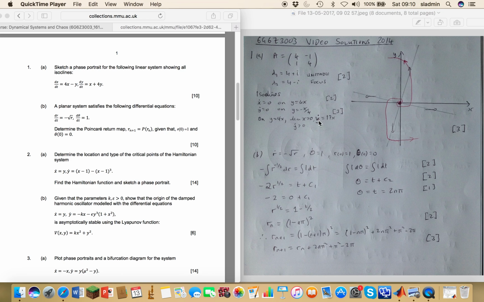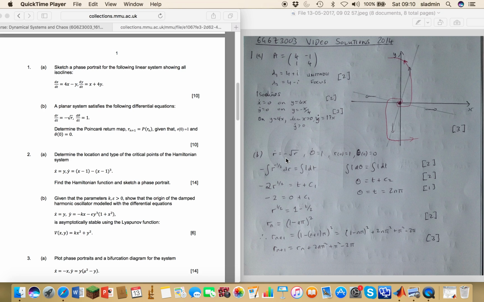If you look at y dot, if you put y equals 4x, then y dot is 17x on this branch here, which means that when x is positive, y dot is positive, so the flow goes up. So now we know that the flow is going anti-clockwise. This one goes to the left, this one goes down, and this arrow points to the right, and the flow is always counterclockwise. I've plotted two trajectories here which spiral away from the origin.